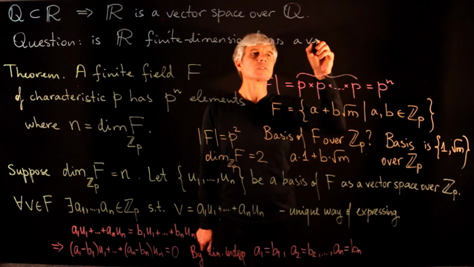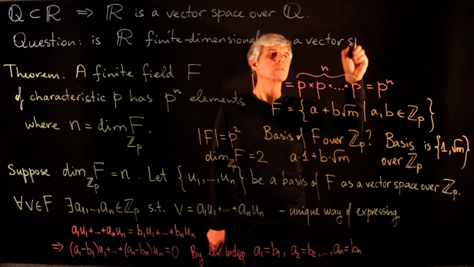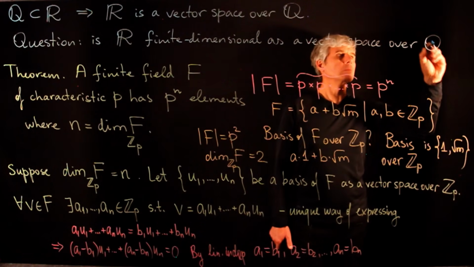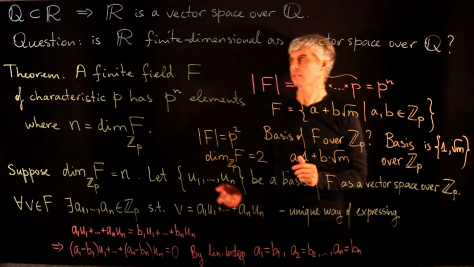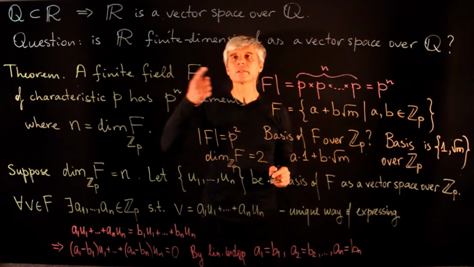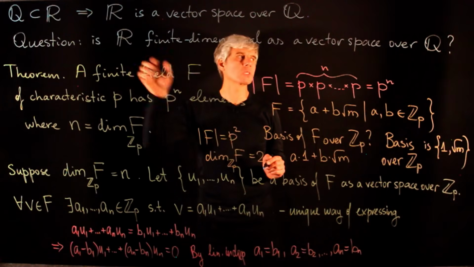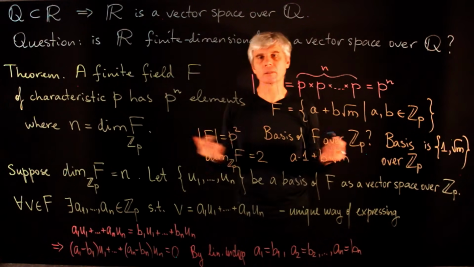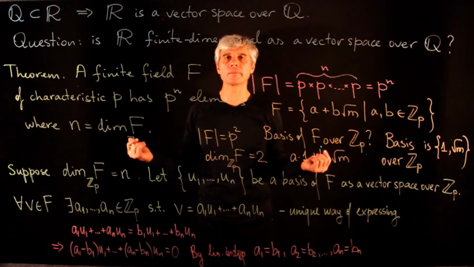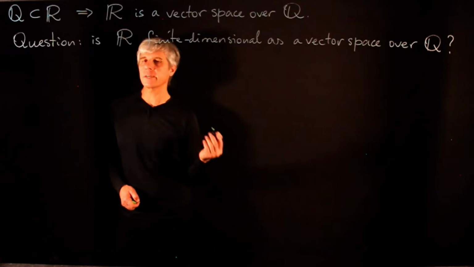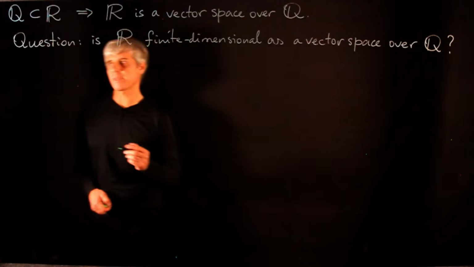As a vector space over Q? Well, if it is, then there would be a basis of real numbers as a vector space over Q. And so we would like to know what that basis might be. In order to answer this question, we need to dive a little bit into number theory.